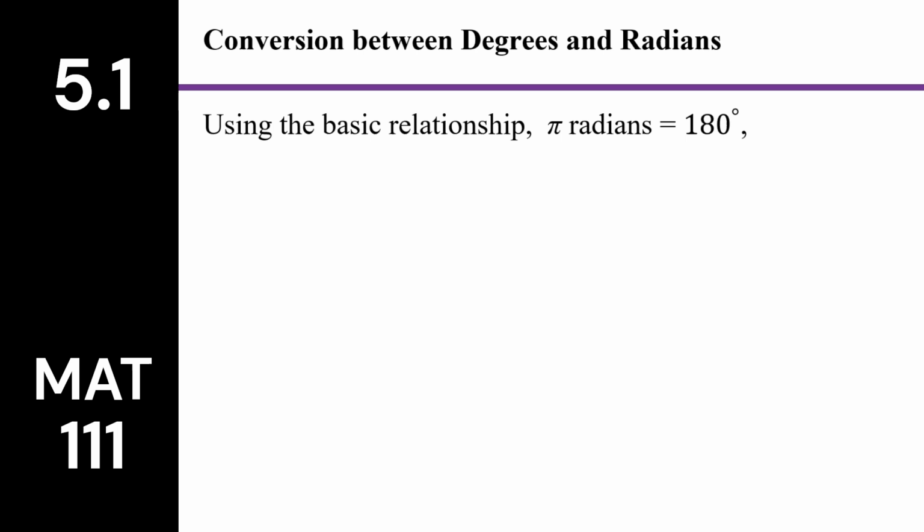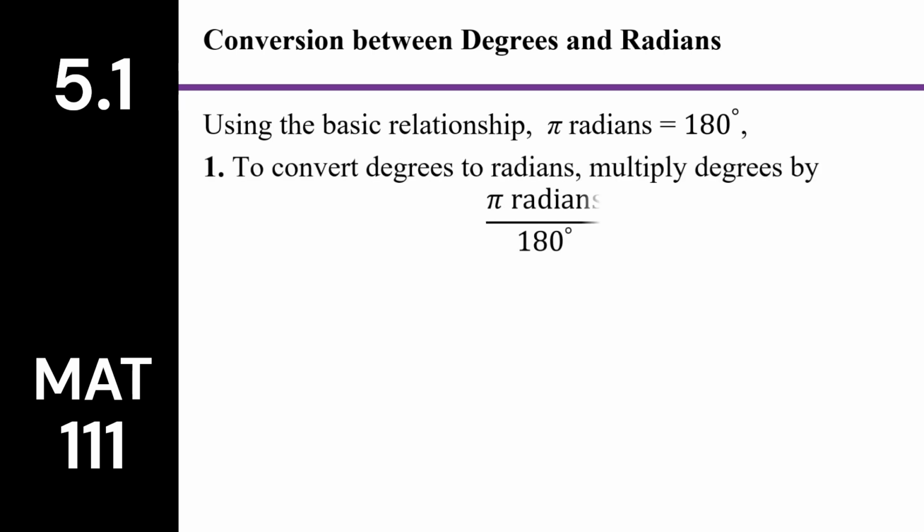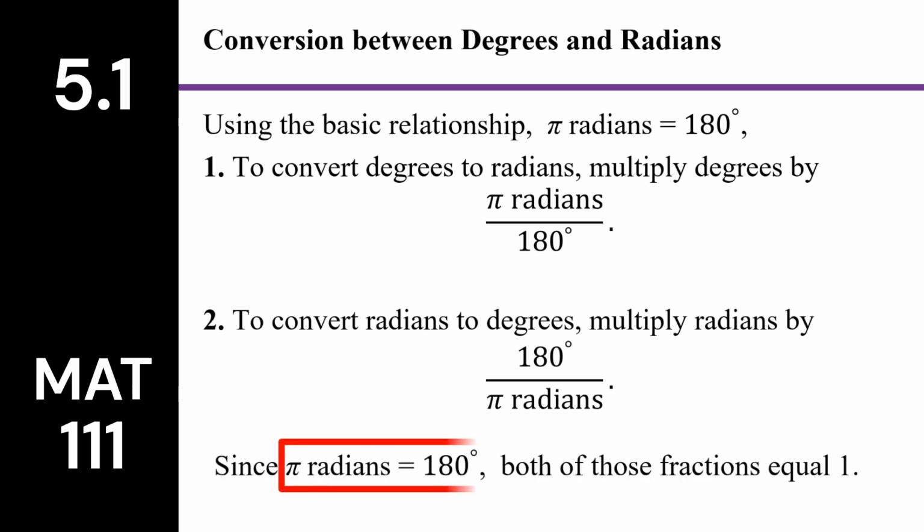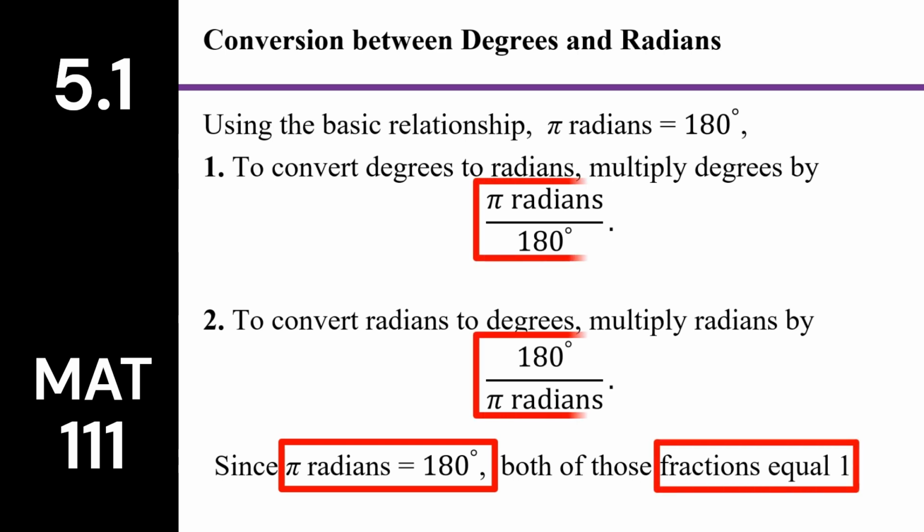Sometimes we'll need to convert between the two ways of measuring angles. We'll use the basic relationship that pi radians equals 180 degrees. To convert from degrees to radians, we'll multiply by the fraction pi radians over 180 degrees. To convert radians to degrees, we'll multiply by the reverse fraction, 180 degrees over pi radians. Since pi radians equals 180 degrees, both of those fractions are equal to 1. Anything over itself equals 1. When we multiply by one of these fractions, we won't be changing the value of our angle, we'll just be changing the way it looks.